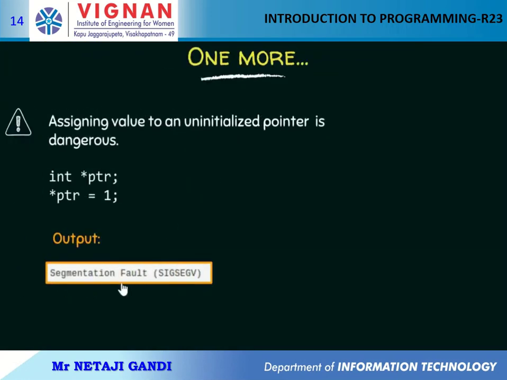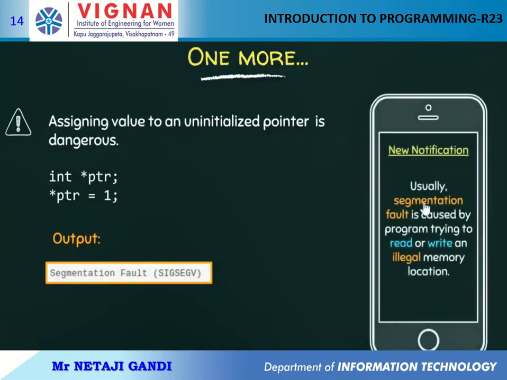Let me briefly describe what this segmentation fault error means. Usually a segmentation fault is caused by the program trying to read or write an illegal memory location. Here we are applying the dereference operator to the pointer which is not pointing to any location. Internally it may point to some location which is an illegal memory location. We, the users, have no rights to access the location. Therefore, it may produce the segmentation fault error.